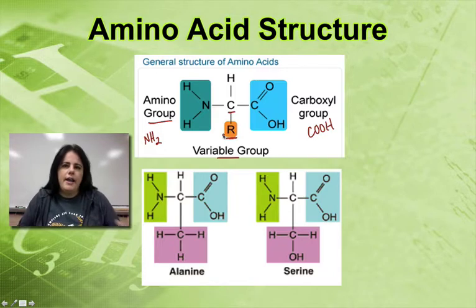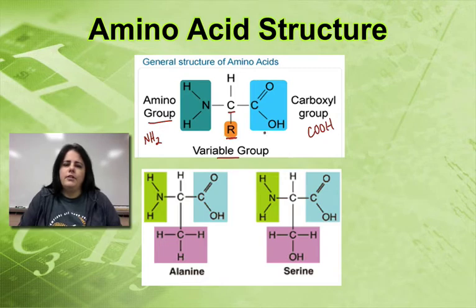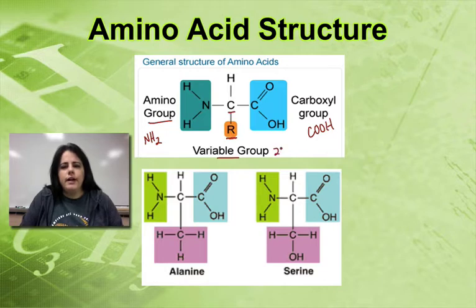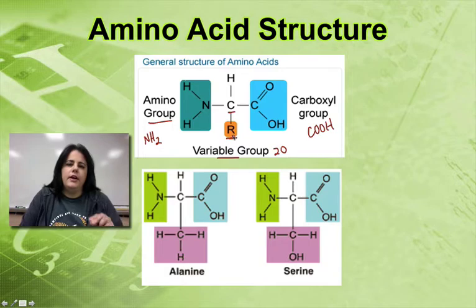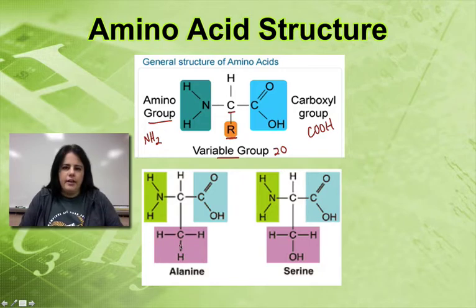R is not an atom on the periodic table, it's more of a fill in the blank. So that means that there's different things that could go and hang on to the carbon. And remember, there's 20 different amino acids, so that means there's 20 different things that could be in this spot called the R group. And on the bottom, there's 2 of the 20. So this one is alanine. So if this is in that spot, it's called alanine, one of the 20 amino acids. But if this is in the R group, that's called serine, another one of the 20 amino acids.